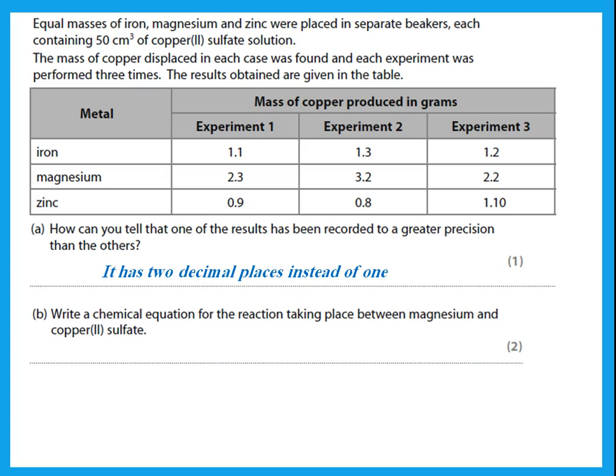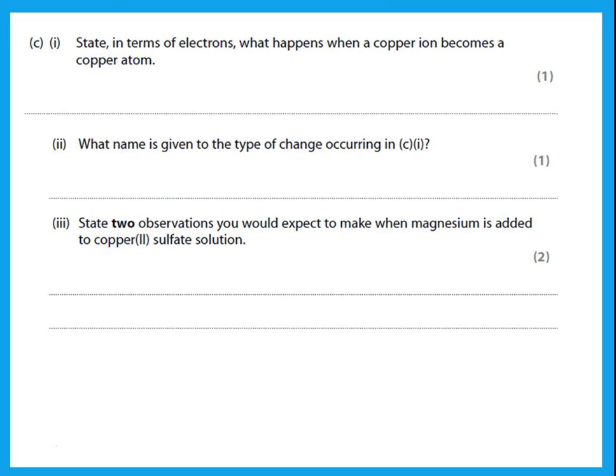Write a chemical equation for the reaction taking place between magnesium and copper sulfate. Again, I'm going to remind you, chemical equation means simple and balanced. So magnesium, Mg, plus copper sulfate to give magnesium sulfate plus copper. State in terms of electrons what happens when a copper ion becomes a copper atom. Copper ions are positive, so they need to gain 2 electrons. What name is given to the type of change occurring?